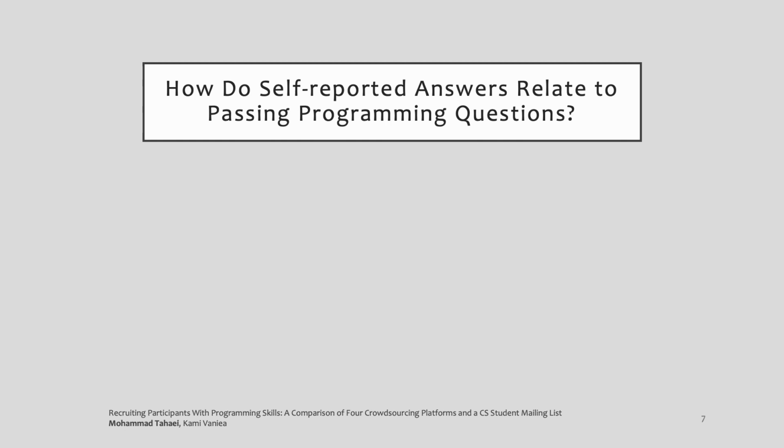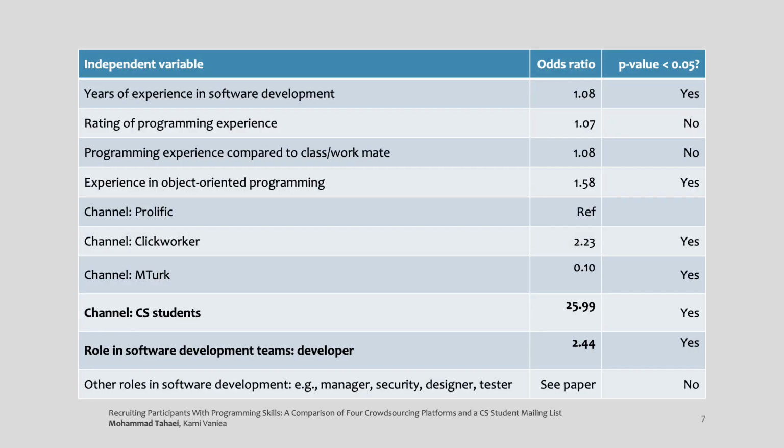We were also interested in better understanding whether just asking simple questions, such as how many years of experience do you have in software development, would result in finding participants with programming skills. This table shows our results from our generalized linear model. The outcome variable is getting all the 5 programming questions correct, and the inputs are a bunch of demographics. For example, if we ask people about their role in a software development team, and if they say they are a developer, this can increase their chances of getting programming questions correct by 2.4 times compared to someone who doesn't work in a software development team.